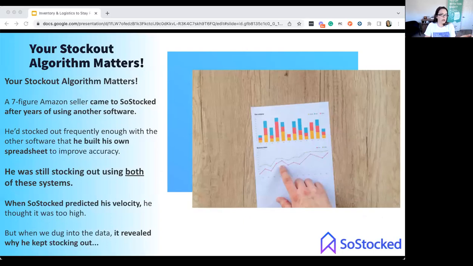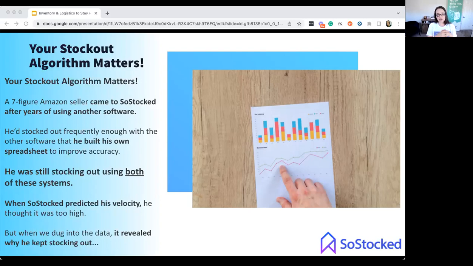For example, let's talk about one of the sellers that came into SewStock. He had a system that he had been using for several years, and that system was another software. He found that that software was making errors and he was continuing to stock out. So he created his own spreadsheet for his best sellers and was using the two together, but was still stocking out even though he had these two systems running.